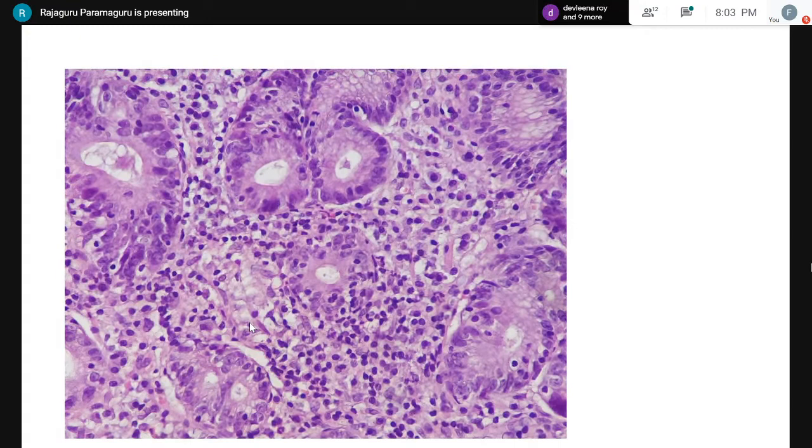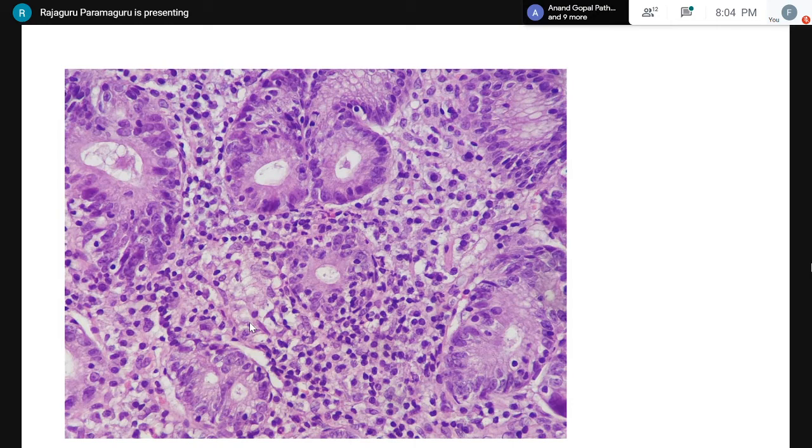But if a colonoscopy is done and there is a suspicion of Crohn's disease, and they do an antral biopsy, which is routinely done in our centers, and there you find focally enhanced gastritis, then it really helps in making a diagnosis of Crohn's disease.